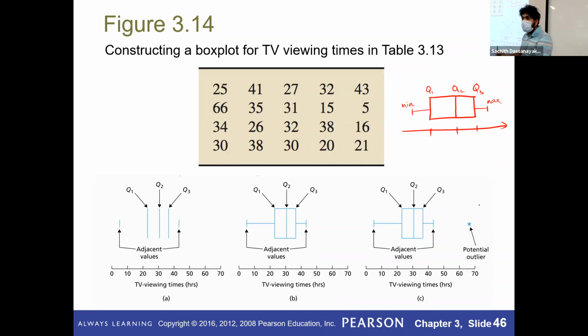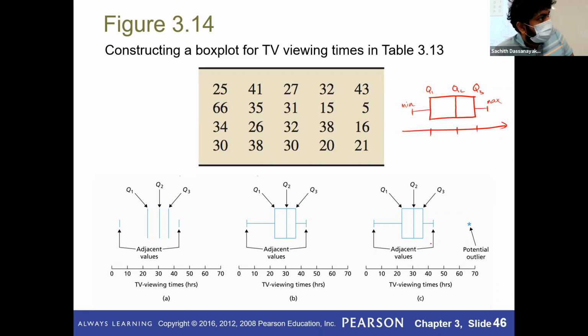Okay, greater than upper limit. Sometimes you may have outliers lower than the lower limit. It's also an outlier. Okay, whatever you draw just above the line. Not on the line, above the line. Don't mix them up.